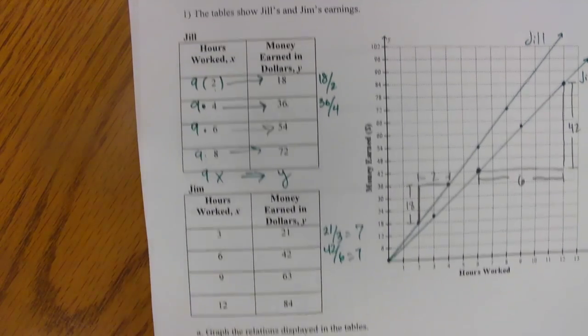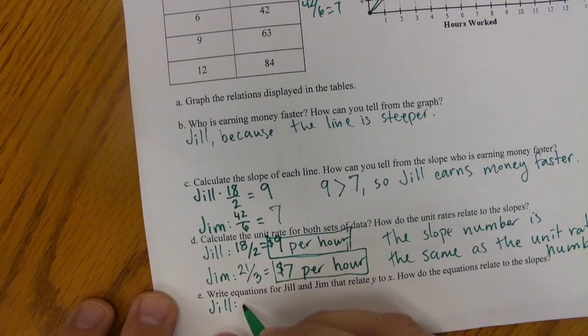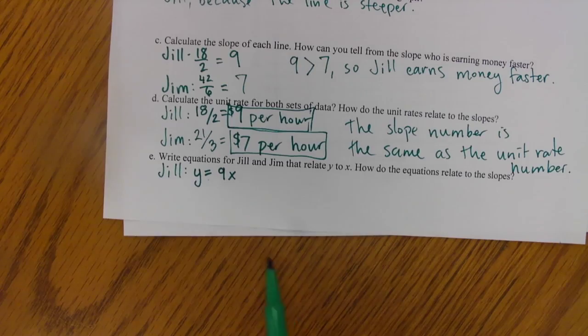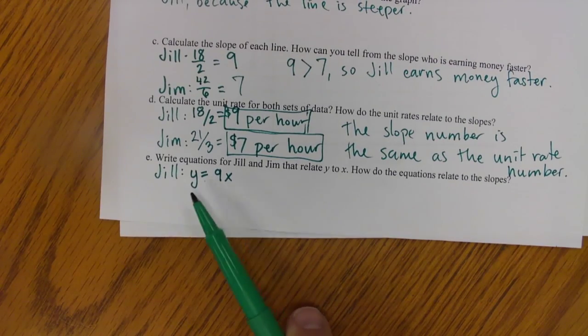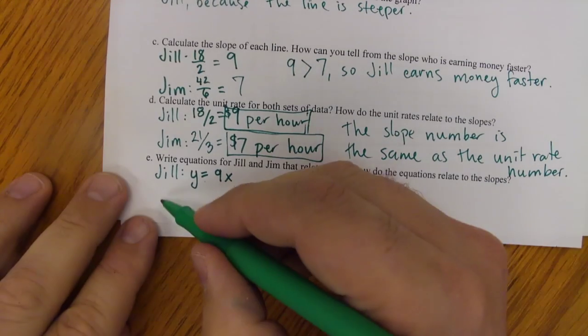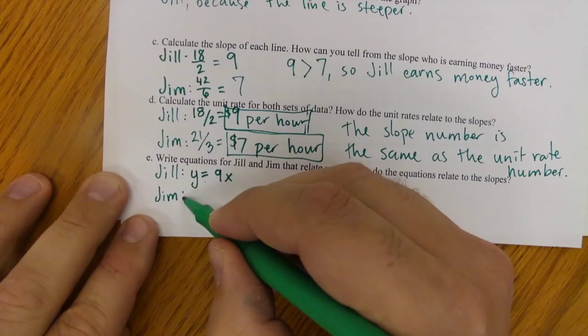And that's actually the idea here. So the equation relating x and y for Jill is y equals 9x. This says to take x and multiply it by 9 to get y, and that's exactly what we do if we look at the table. So for Jill, y equals 9x. What is the equation for Jim?